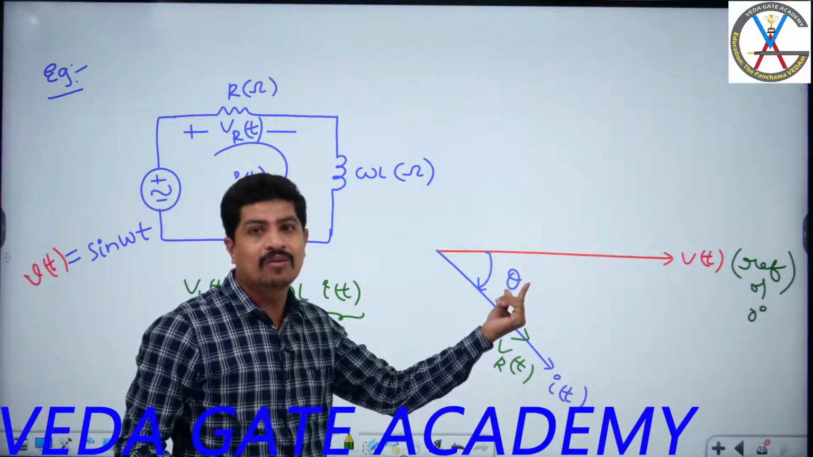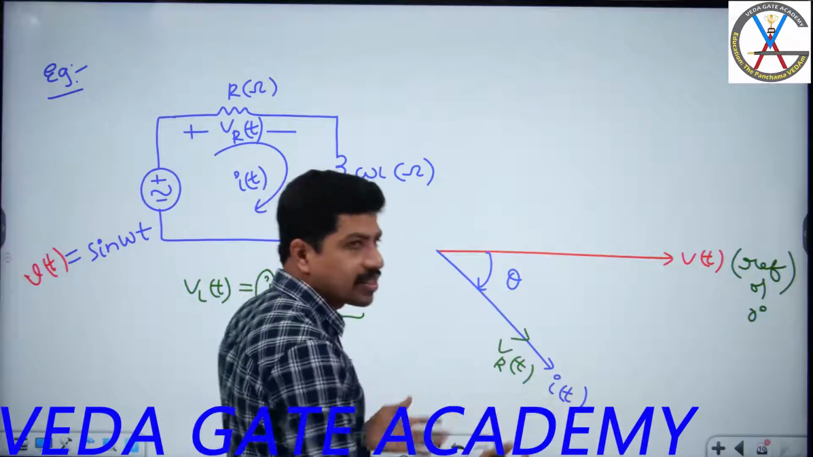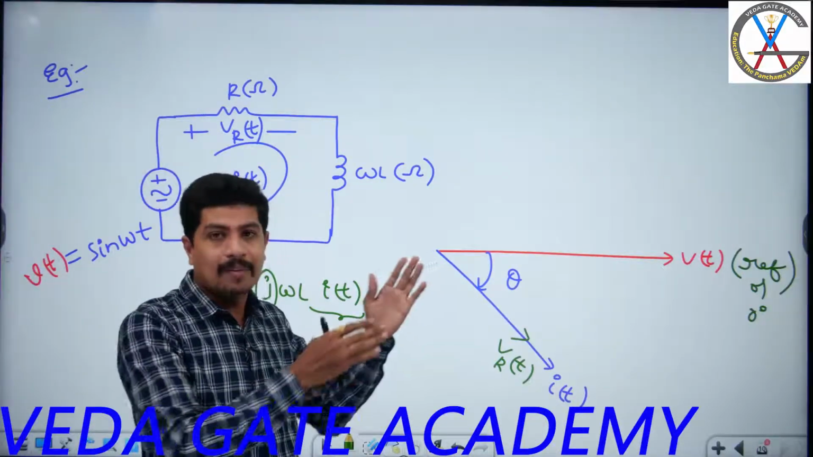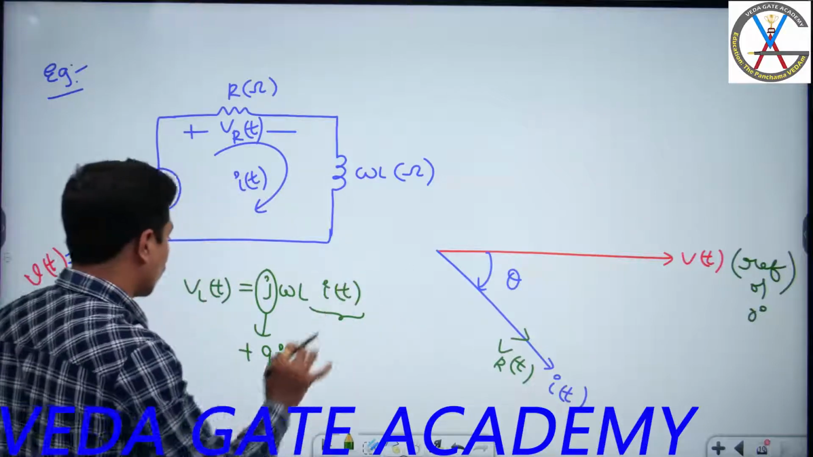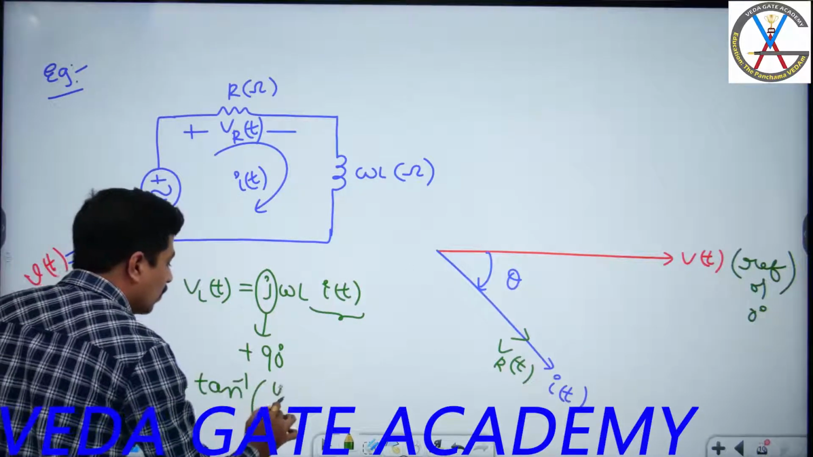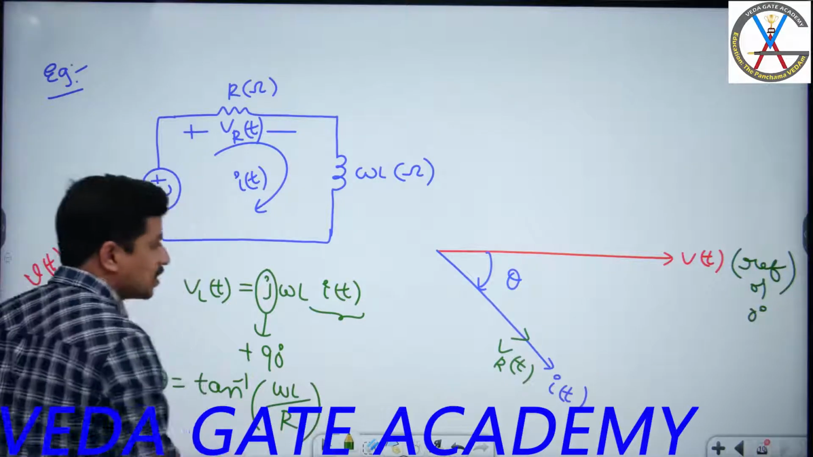Theta is equal to tan inverse of omega L by R. You might have done all these things in your network analysis. That's why I'm not giving all the complete details; I'm explaining about the angles only. Theta is equal to tan inverse of omega L by R. This is called the impedance angle.